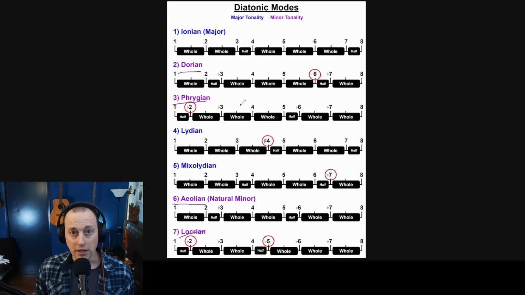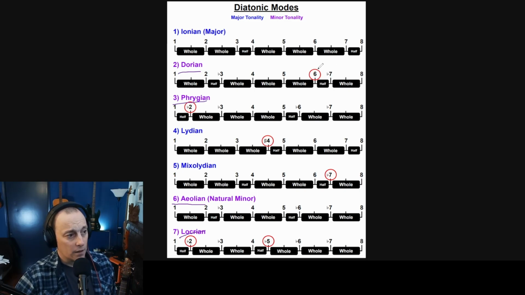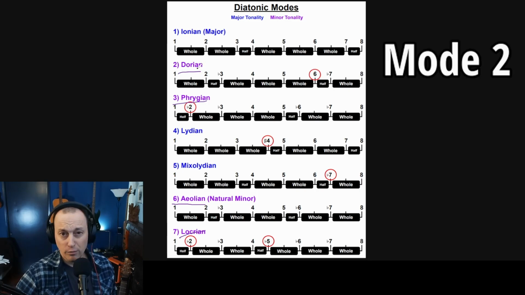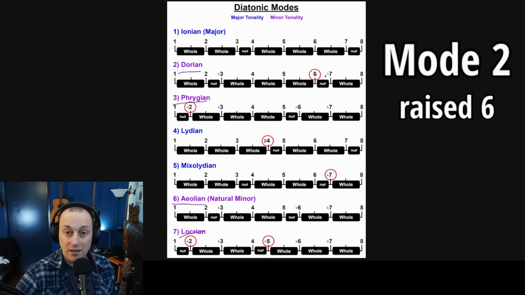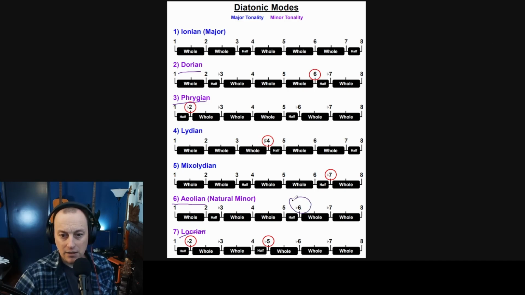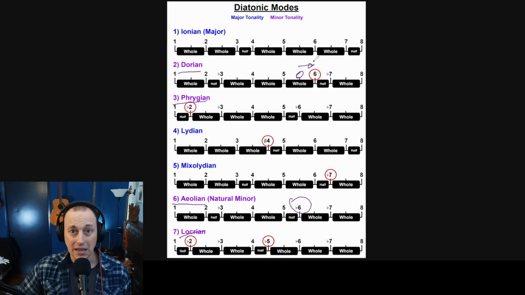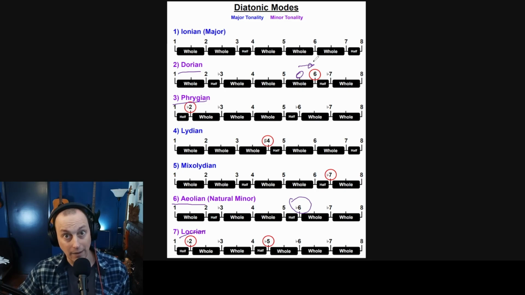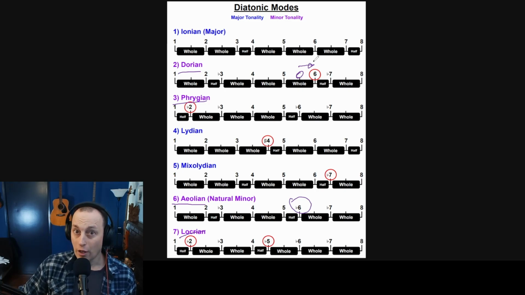Okay? Each of these will have one exception, except for the last one. So each of these has one exception to the minor mode. The 2 mode, we call it Dorian, has a raised 6. Okay? So normally minor has a flat 6, right? But this one, this flat 6 would be here, that's been raised. Now that is a major 6 in the world of naming intervals. All I have to do is play my minor scale and raise that 6.